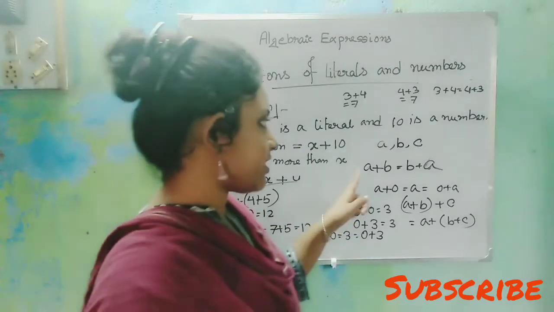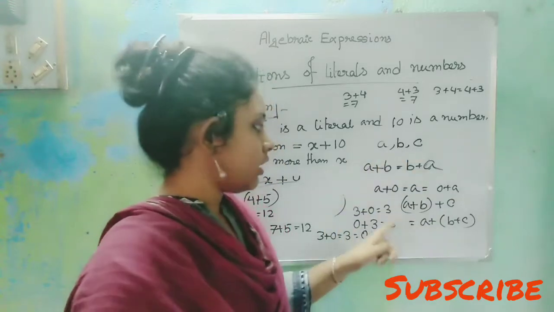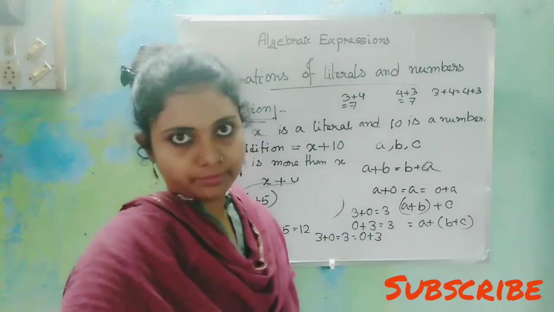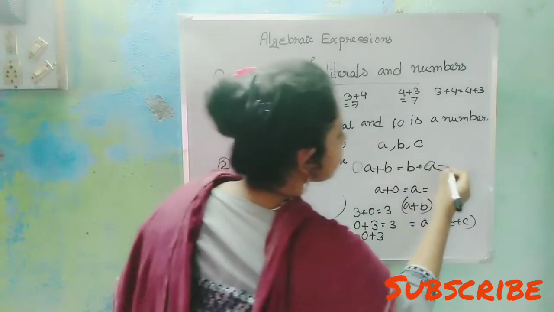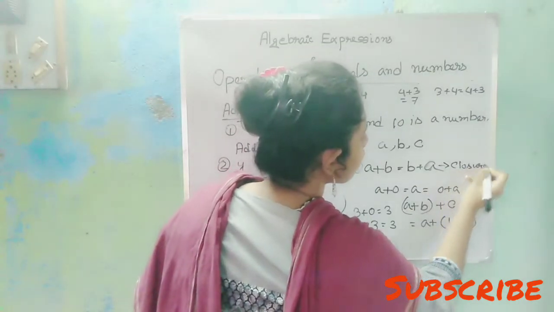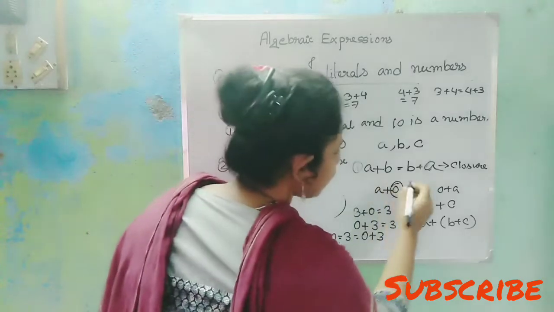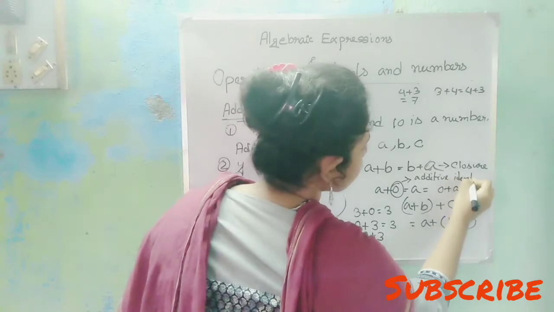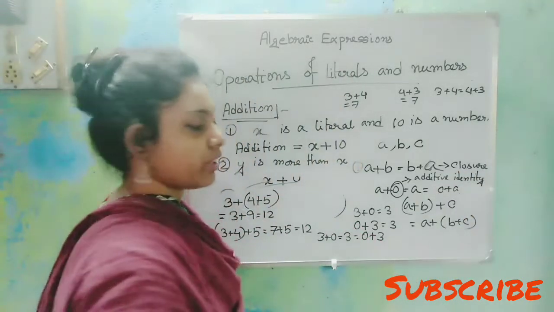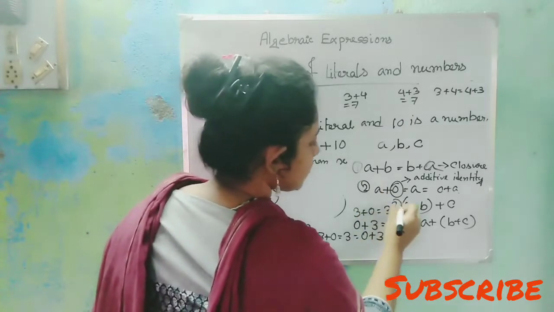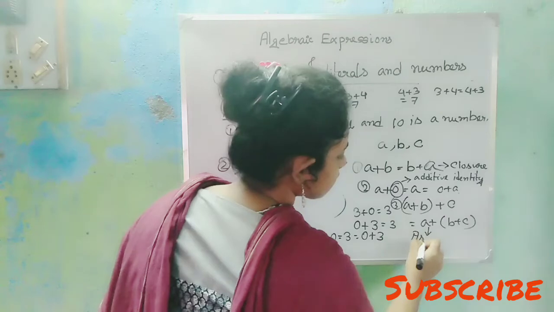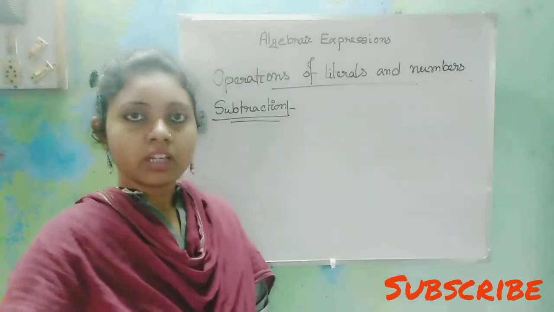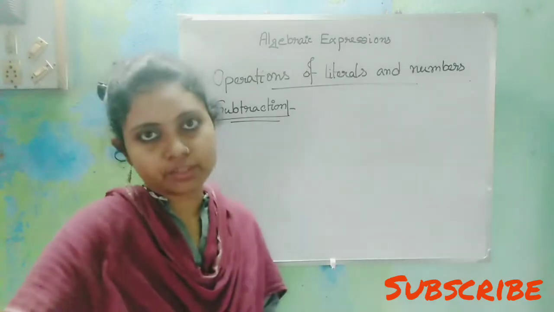So in algebra we can say that if A, B, C are three literals, A plus B plus C equals A plus B plus C. This property is called closure property. This 0 is called additive identity, and this property is called associative property. Now we will know subtraction in algebra.